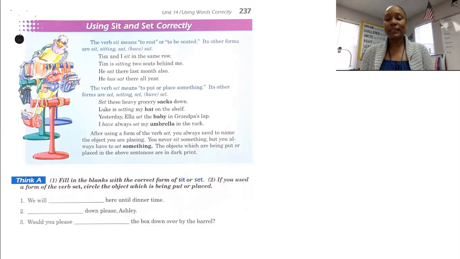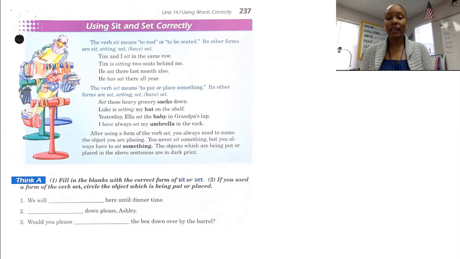It says the verb sit means to rest or to be seated. Its other forms are sit, sitting, sat, have sat. And there are some examples that follow. Tim and I sit in the same row. Tim is sitting 2 seats behind me. He sat there last month also. He has sat there all year. And you heard all of the different forms being used in context.